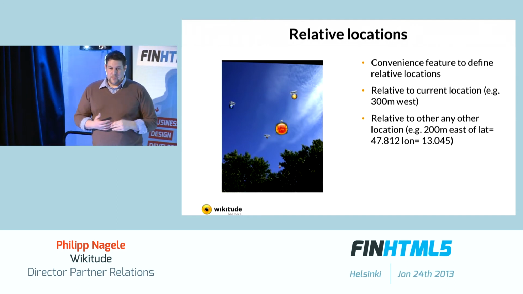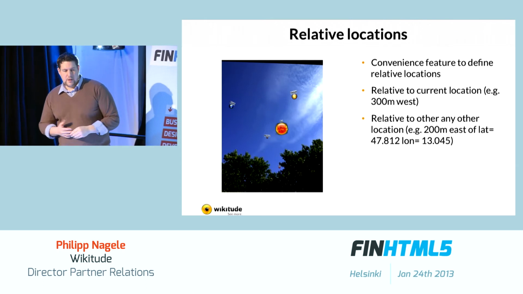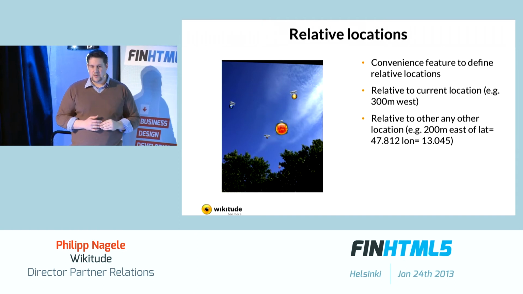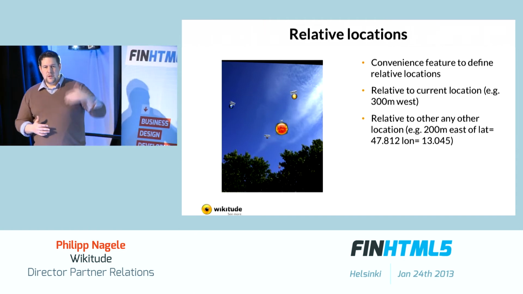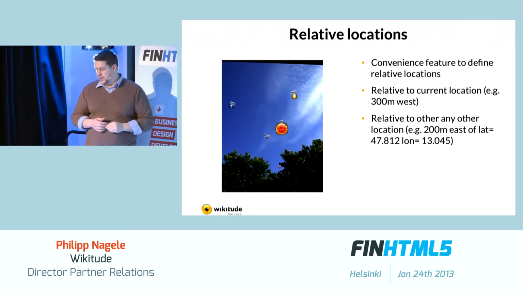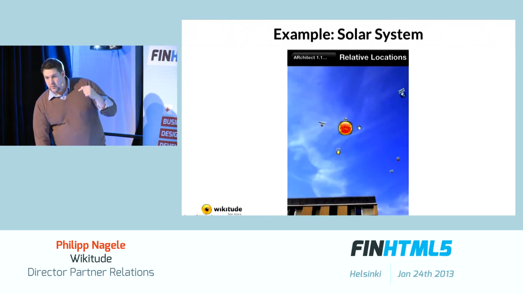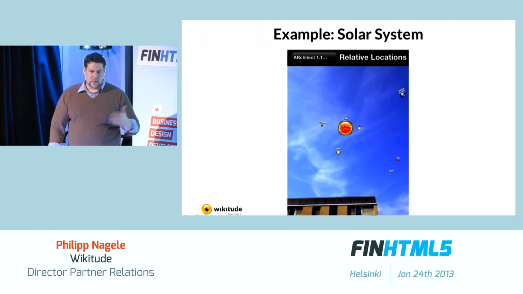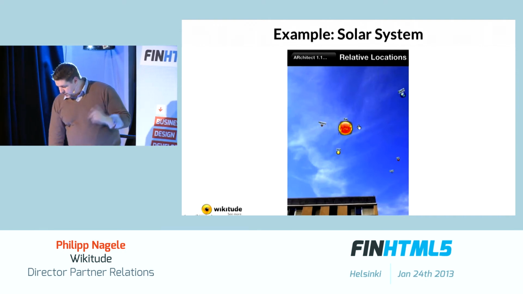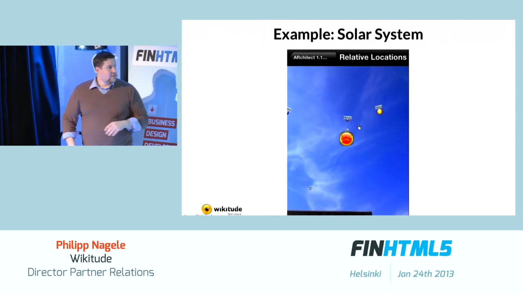Relative locations, beside absolute locations, right? You could define a point of interest by putting in latitude and longitude, but sometimes it's easier to say, I want to present something 300 meters west of the current position of the user. You can do that on your own, but it's quite complicated. And if you want to do something like this solar system, where you put the sun 400 meters north of the current position of the user, and then let the other planets circle around the sun, that might be a little bit tedious. With relative location, that's super easy.